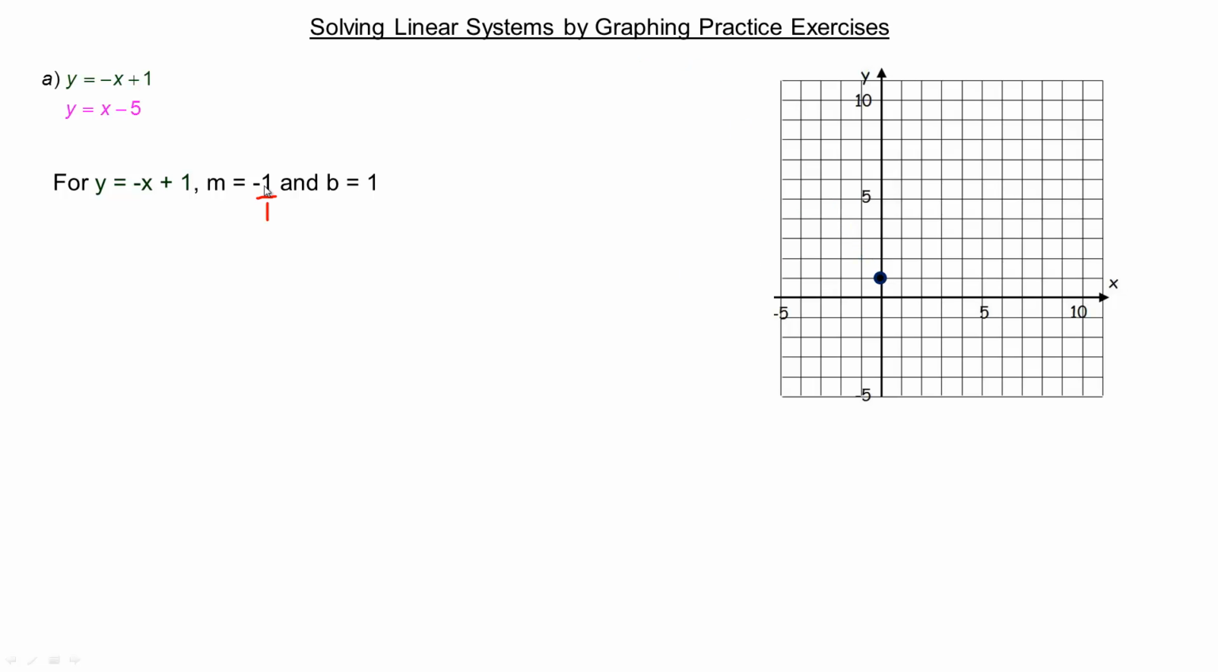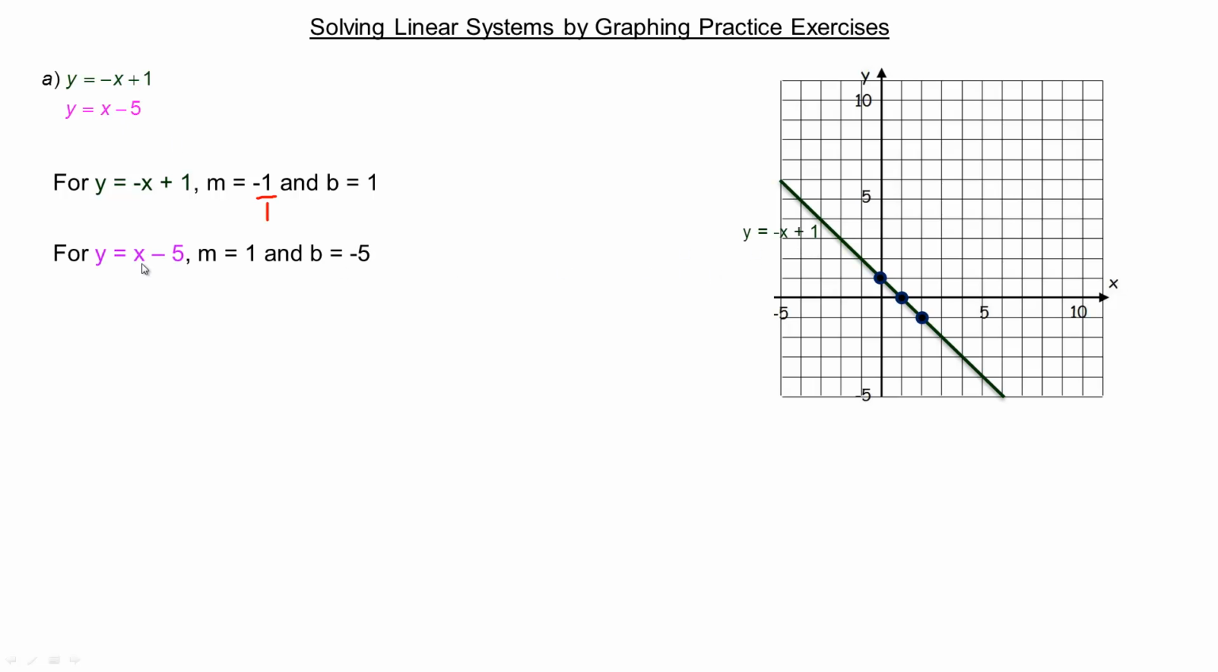And so if the slope is negative 1 over 1, the negative 1 means we go down 1, and then the 1 in the denominator means we go to the right 1. So there's a point, down 1 to the right 1 would be another point, and we can draw our line. Make sure you label your lines so you know which one's which. So that's y equals negative x plus 1.